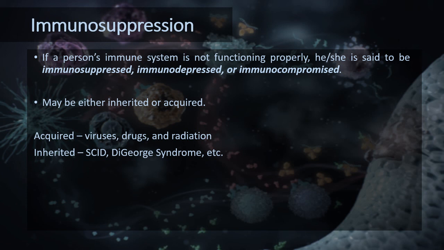Inherited immune suppression is a result of deficiencies in antibody production, complement activity, phagocytic function, or NK cell function. Examples here are severe combined immunodeficiency or SCID, where patients are deficient of B cells or T cells or both, and DiGeorge syndrome, where there is absence of the thymus and parathyroid glands at birth. This will result in a deficient number of T cells since the site of maturation is not present.